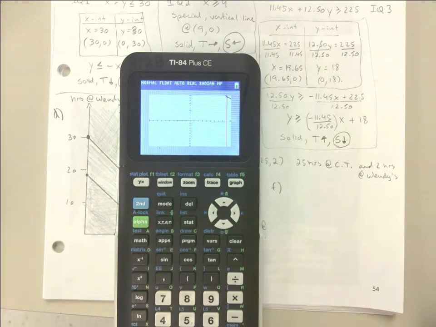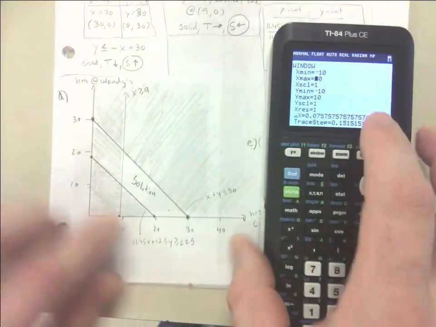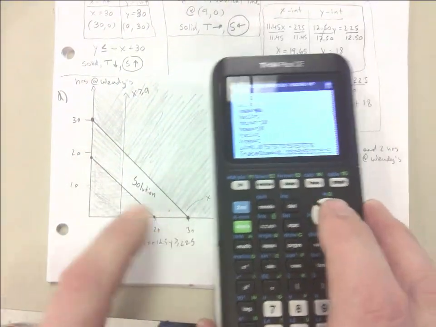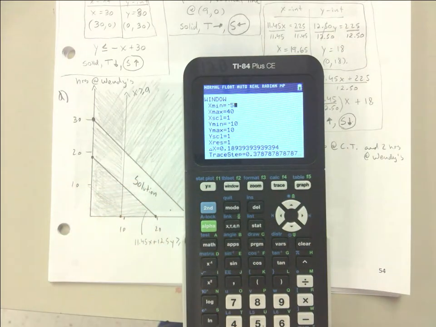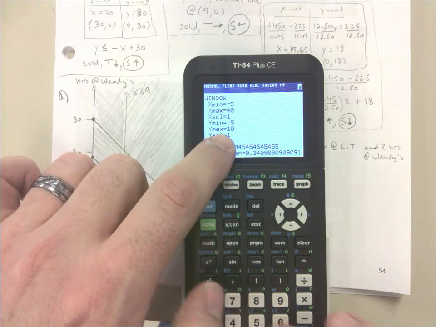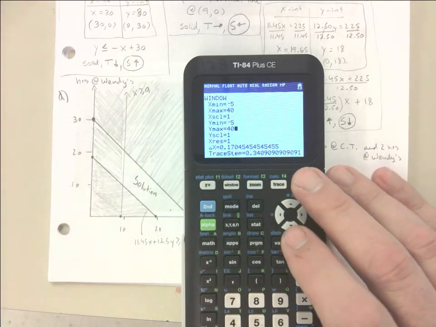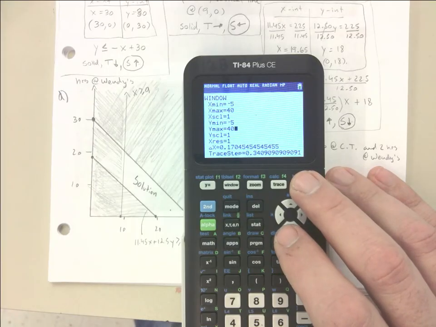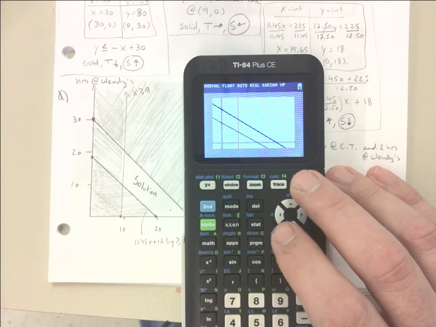I don't see anything. Well, we know we're in quadrant 1, right? So maybe use what you have here. Let's go to 40 in our x max. I'm just going to have -5 in the x min, -5 in the y min, and 40 in my y max, right? Use what you already know about this graph, about these lines. Hit graph, and there you have it. And it matches what we have, right?